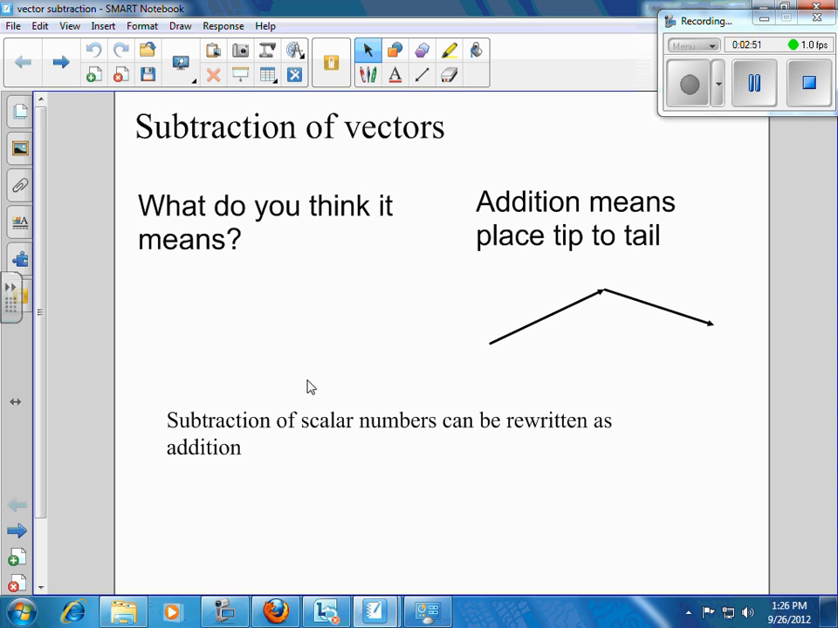We're going to start by looking at scalar numbers and how subtraction really works. Probably something that you never really thought about too much. You've all done subtraction before, perhaps, right? Maybe something like 10 minus 6. Would you agree that's the same as 10 plus a negative 6? I think you would all agree with me on that.